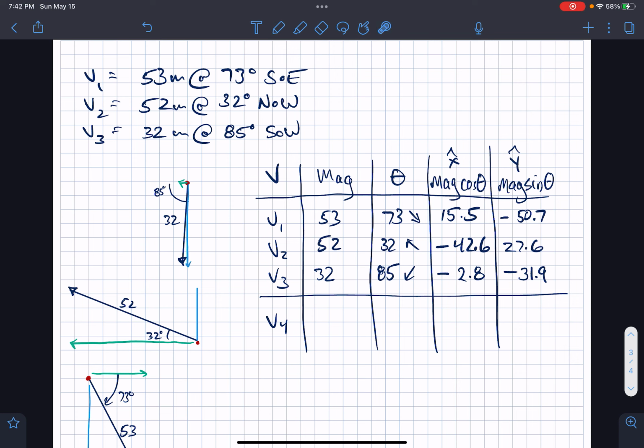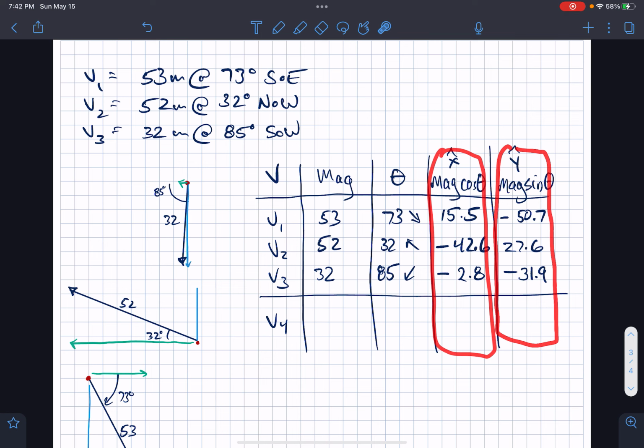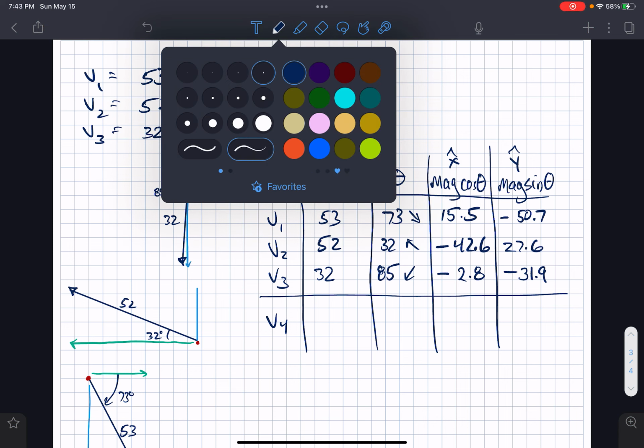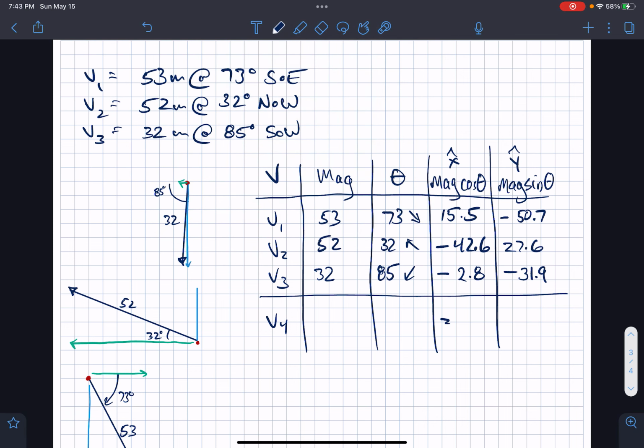So what we've done is we've found the distances that each of these vectors go. I should really say the displacements of the vectors in the x direction and in the y direction. And since these are all in the same respective directions, we can actually add them up. So let's go ahead and do that for x and for y. X is going to be 15.5 minus 42.6 minus 2.8. And that gives me negative 29.9 meters.